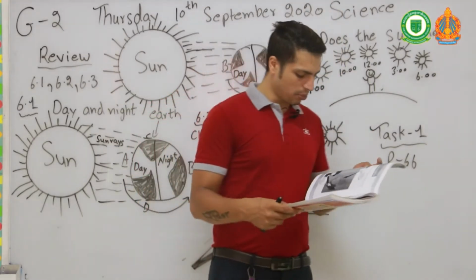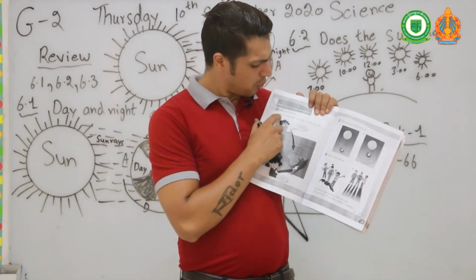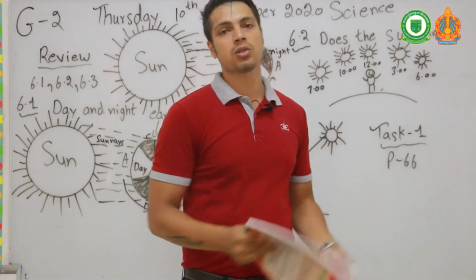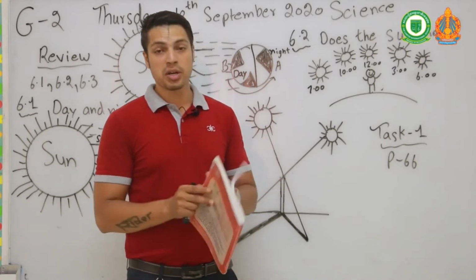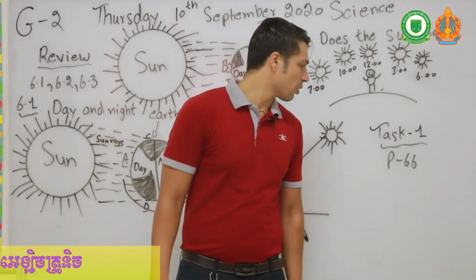So your task 1 is on page number 66, okay. Who is in the day, who is in the night, can you say why? So answer this question. You have to answer on your notebook. So check the book and answer on the notebook, okay.